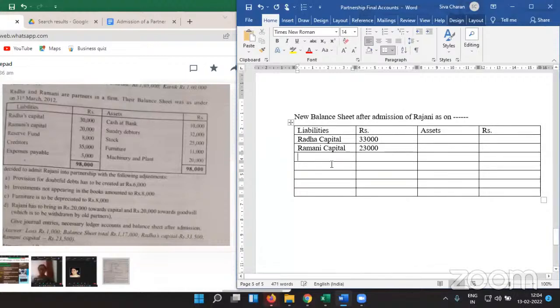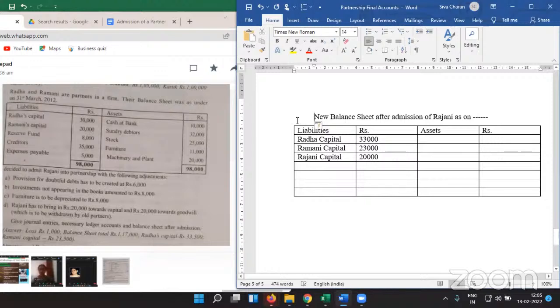Then here, one new person is also being added. Who is that? The new partner, Rajani. So what is Rajani's capital? 20,000. Rajani's actual capital is 20,000 only. Very good. Next, from the question balance sheet, reserve fund. Do we take reserve fund in the new balance sheet?